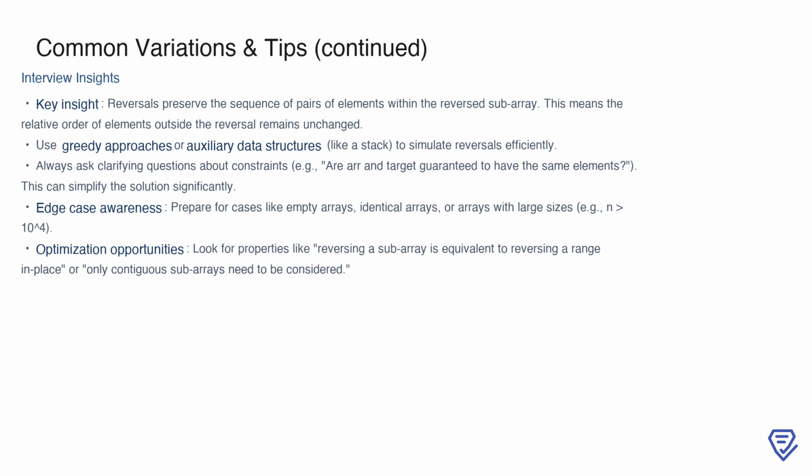Additionally, it's always a good idea to ask clarifying questions about the constraints. For example, confirming whether ARR and target are guaranteed to contain the same elements can significantly simplify your solution. Being aware of edge cases is equally important. Scenarios like empty arrays, identical arrays, or extremely large arrays, where n exceeds 10,000, can test the limits of your solution. Lastly, look for optimization opportunities.